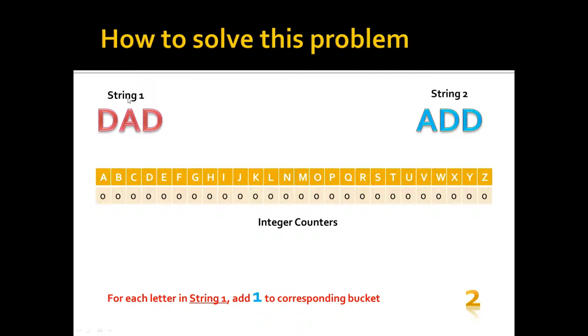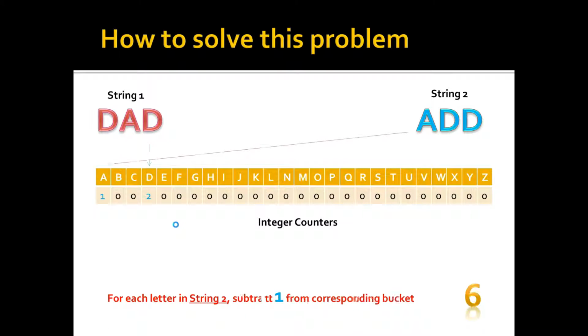So we take the first string, string one, that has the word dad. And for each letter in string one, we add one to the corresponding bucket for that letter in this integer array. So let's see that in action. First, we look at the string letter by letter. Letter D, we go into that bucket and add one. We just added one for D. The next letter is A, so we go to the A bucket and add one there. All right, and then for the last letter D, we put another one into the D bucket, so we end up with one A and two D's in the bucket array.